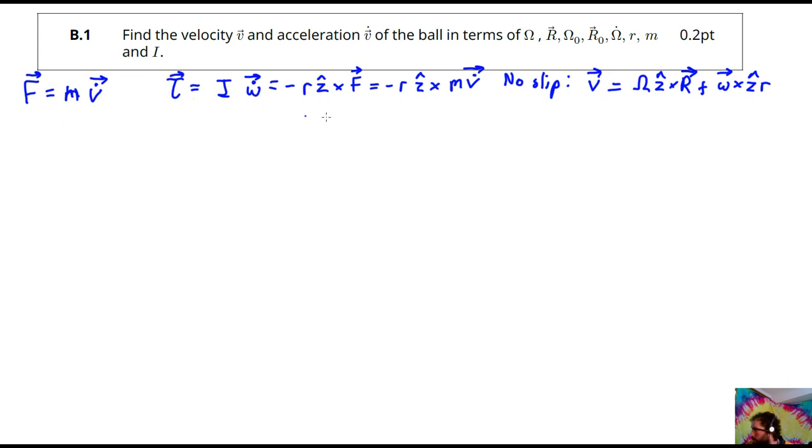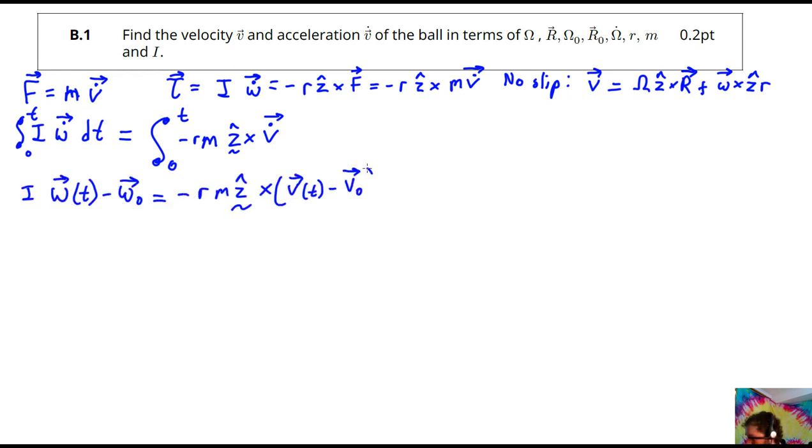We've got the force on the ball, it's given by this equation here. We've got the torque on the ball, it's given by this one here. And we're going to use the no-slip condition. Let's start with the torque equation. Then we're going to integrate both sides of that with respect to time. When we do that, we get something that looks like this. Noting that most of the things are constants, what we get is this. Then I'm just going to divide I through to the other side.